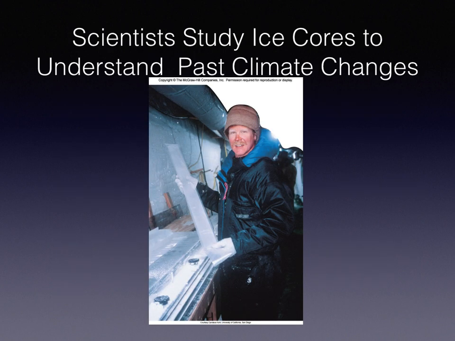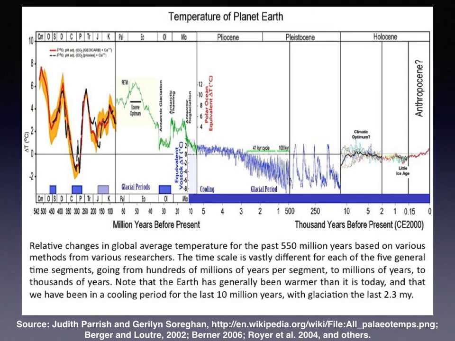Dr. Mark Twickler of the University of New Hampshire holds a section of the 3,000-meter Greenland ice sheet core, which records 250,000 years of climate history. This graphic shows the variability of the Earth's climate over the past 550 million years. The Earth is generally cooler now than it has been in the past.